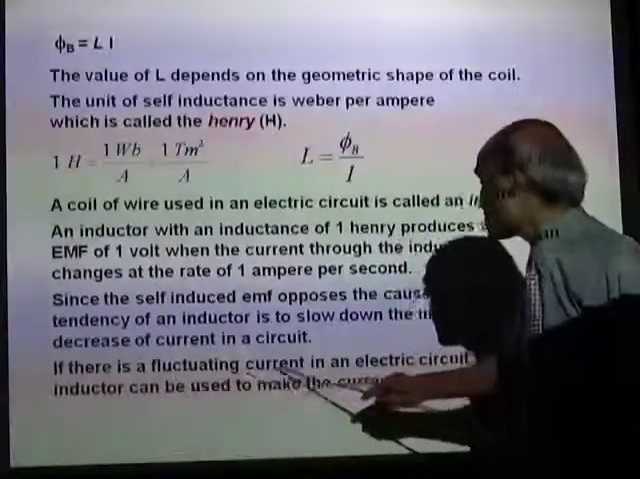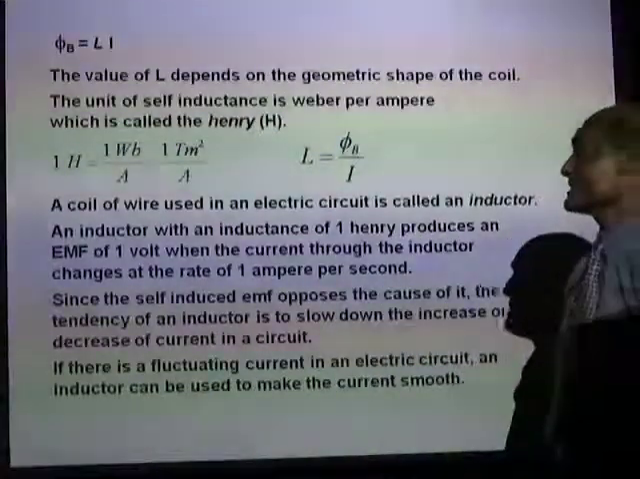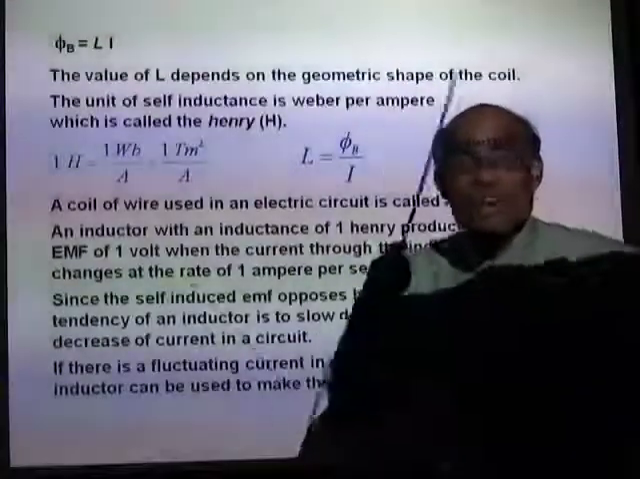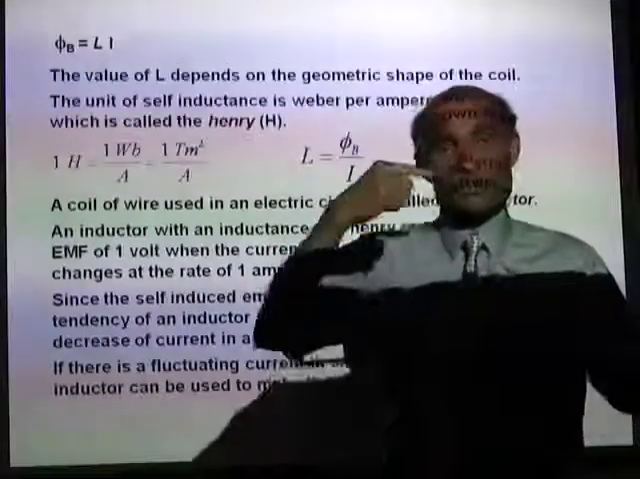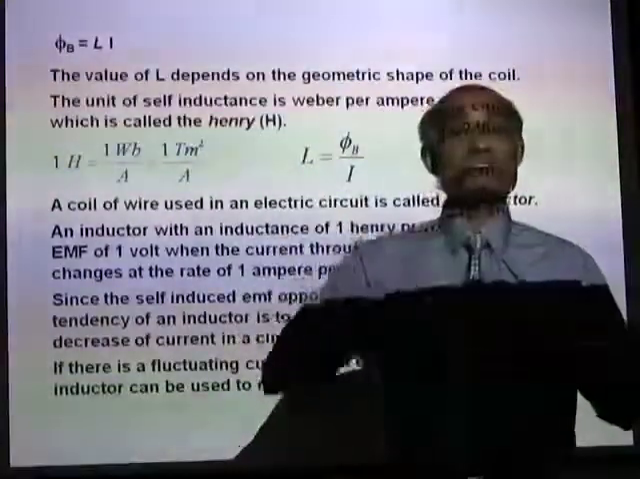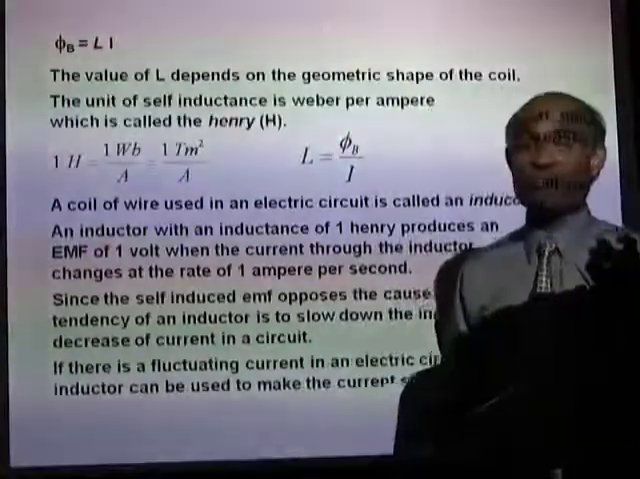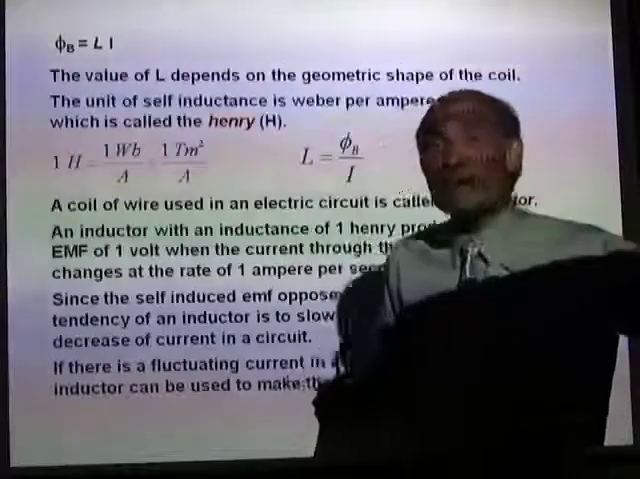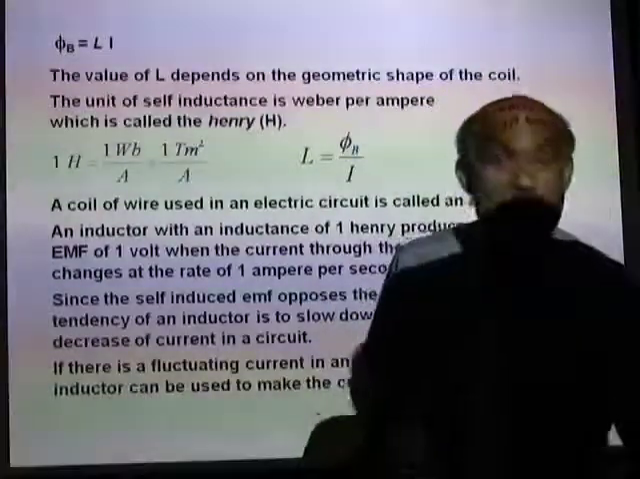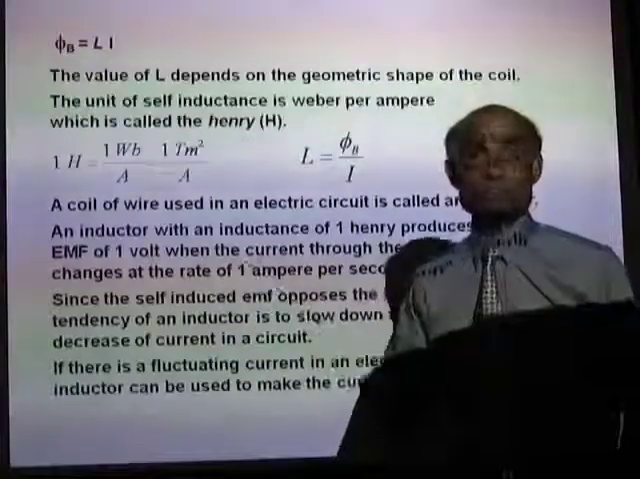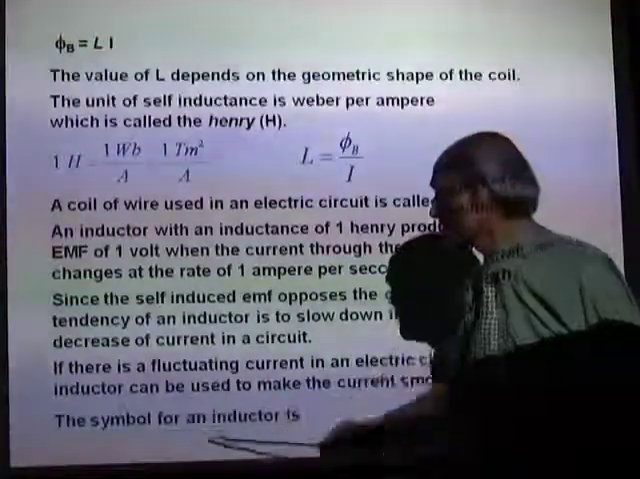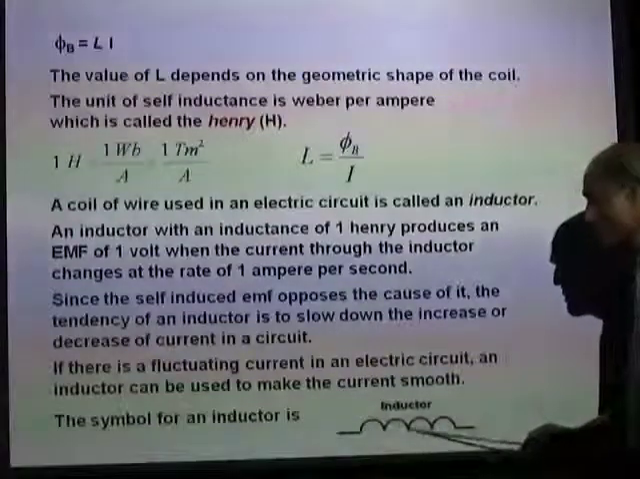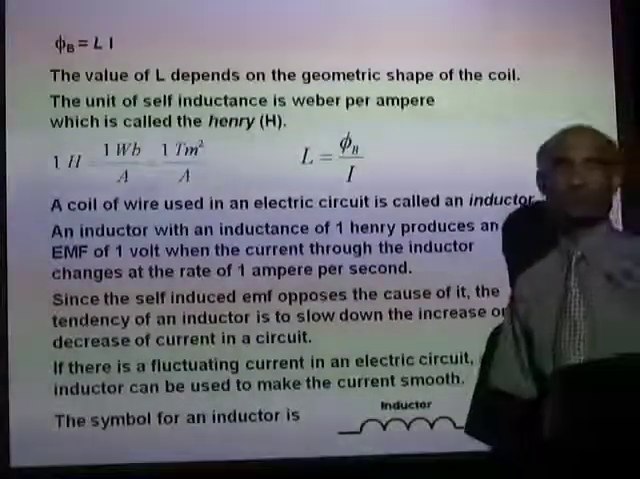Now, if there is a fluctuating current in an electrical circuit, an inductor can be used to make the current smooth. You can actually slow down the fluctuation because the induced current will slow down that fluctuation. So if you have a circuit with a fluctuating current and you want to slow down the fluctuation, the best component to use there is an inductor. Now the symbol of an inductor, again we will see that in our next lesson. This is the symbol of an inductor in an electrical circuit.